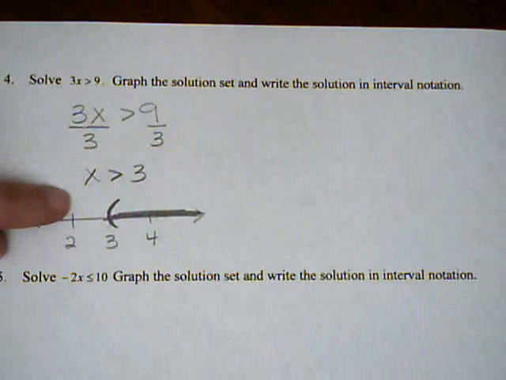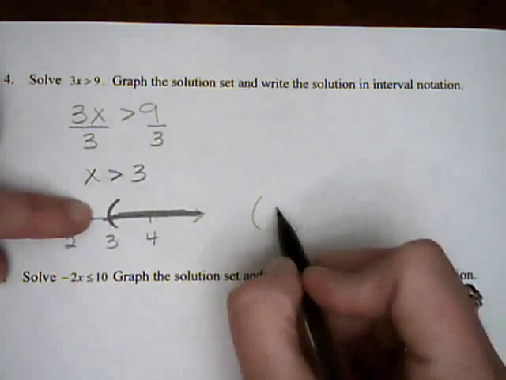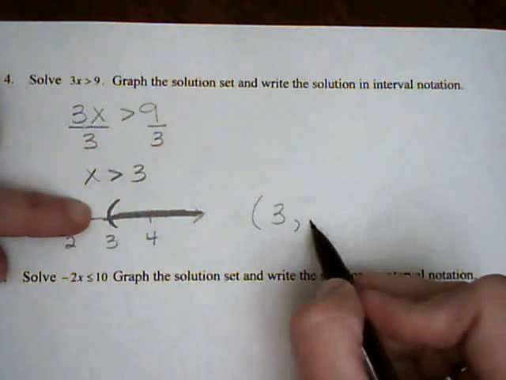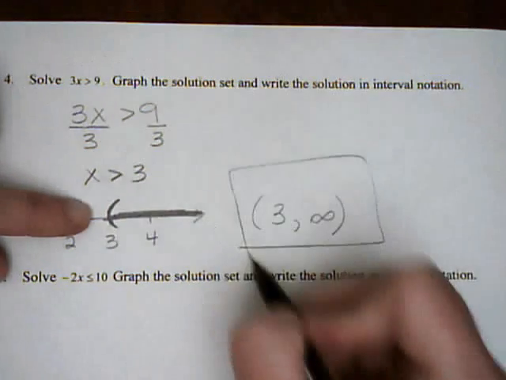And then I want to use my interval notation. So it's going to look just like what I have on the graph. It's going to be from 3 with a parenthesis. If it's going to the right, it's going to go to positive infinity. So this would be my interval notation here.